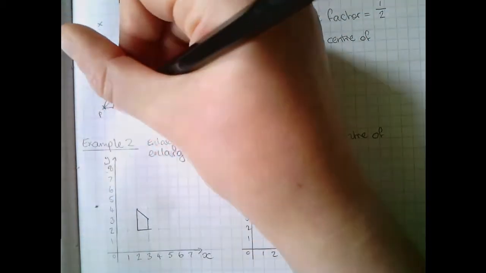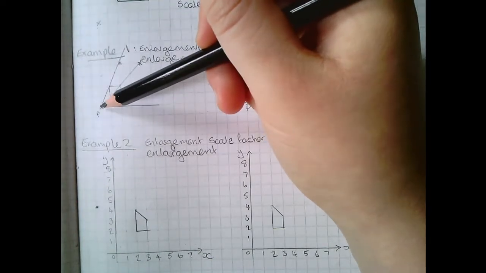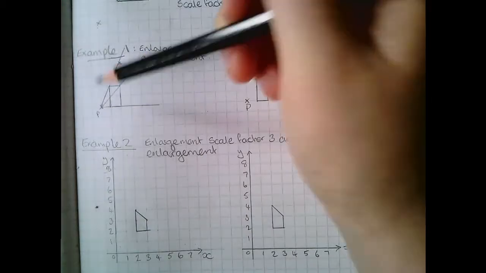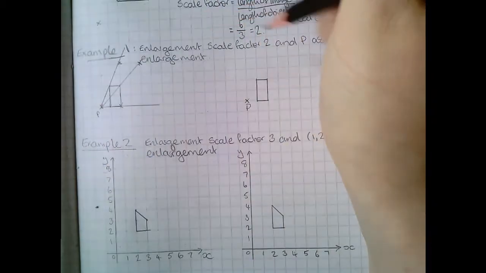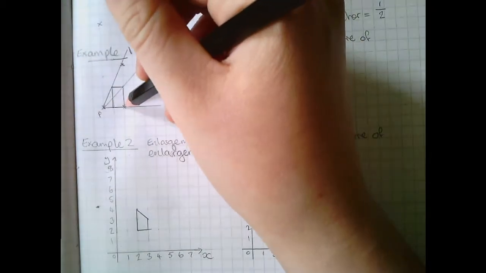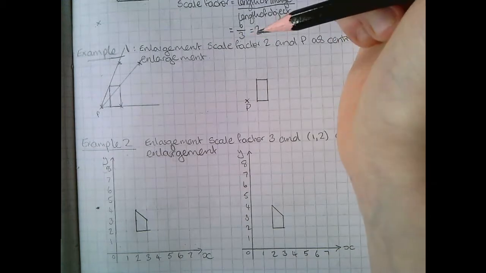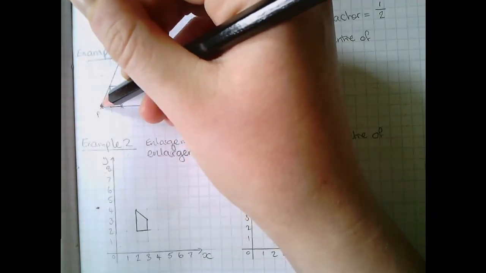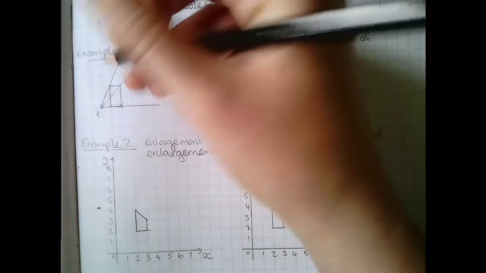This corner here goes 1. So now it's going to go 2 when we enlarge it. So 1, 2. We're going to enlarge this next one. So this one here, 1, 2. That's going to be enlarged by 2. So we're going to move it 2 times further away. So 1, 2, 3, 4.